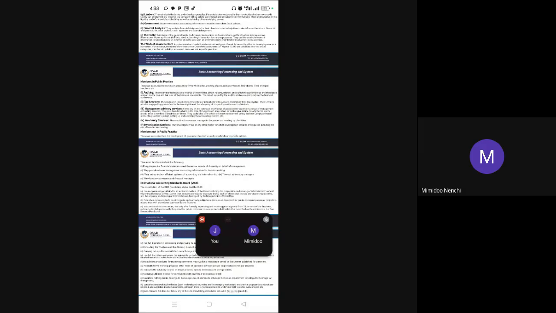Then another thing is they provide relevant management accounting information for decision making. Another thing is that they set up and run efficient system of accounting and internal control. That's their work.